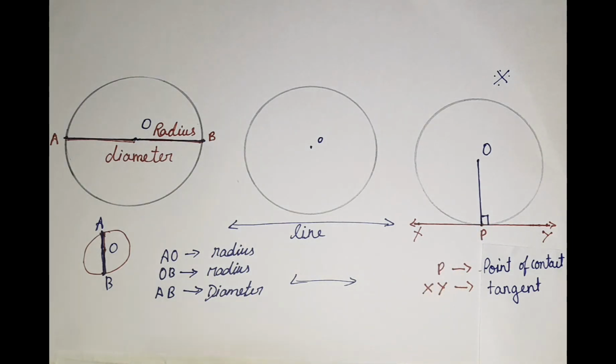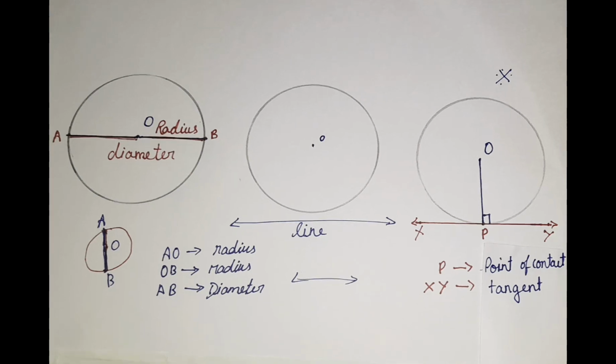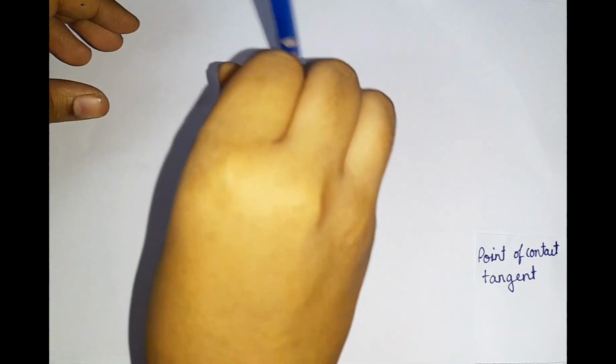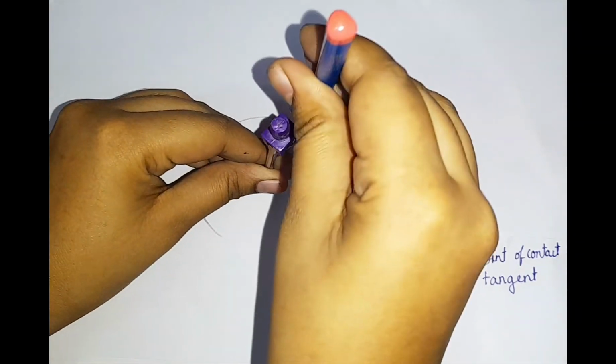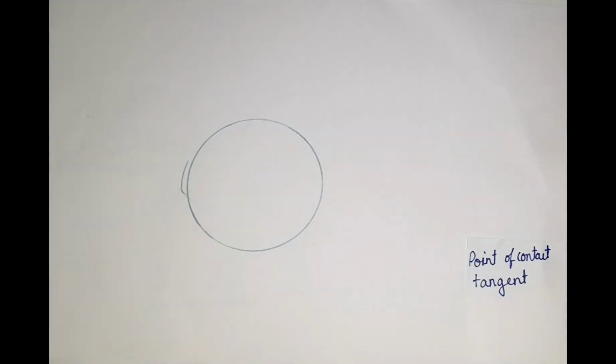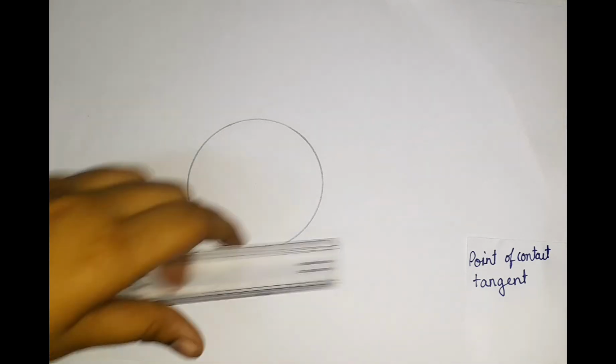You might be wondering, can a tangent form on any side of the circle? That is a good question. I'll explain it on another page. Let me draw a circle. Remember what the point of contact and tangent are; I had mentioned it on the right side. So this is a circle. For this circle, I am going to draw a tangent.